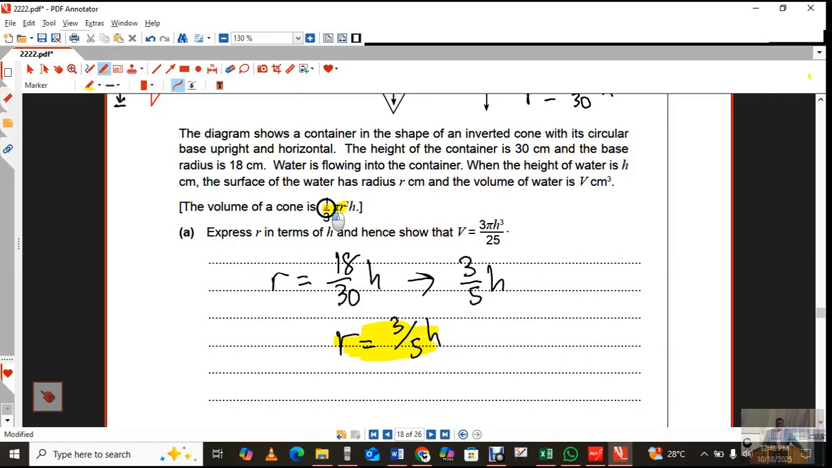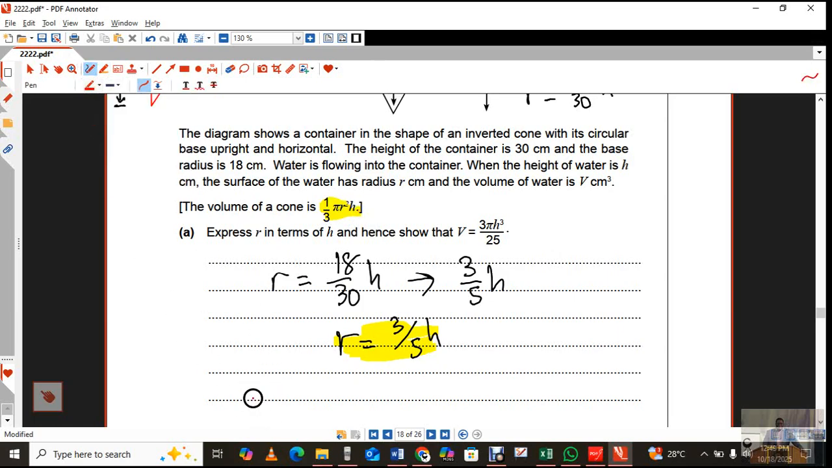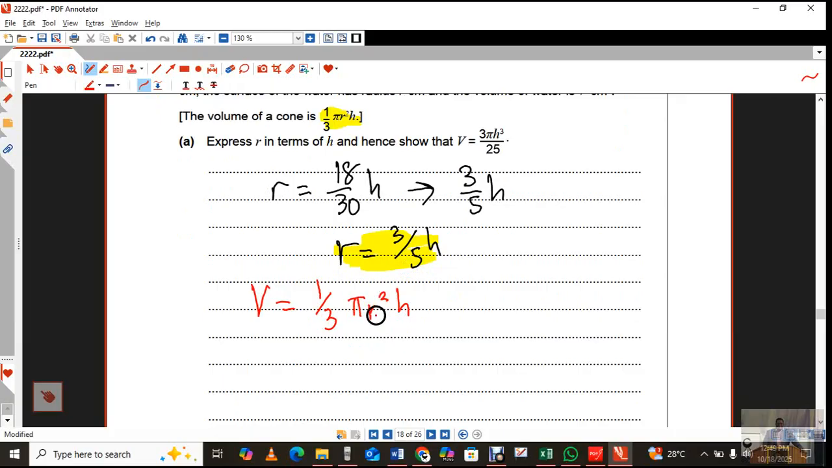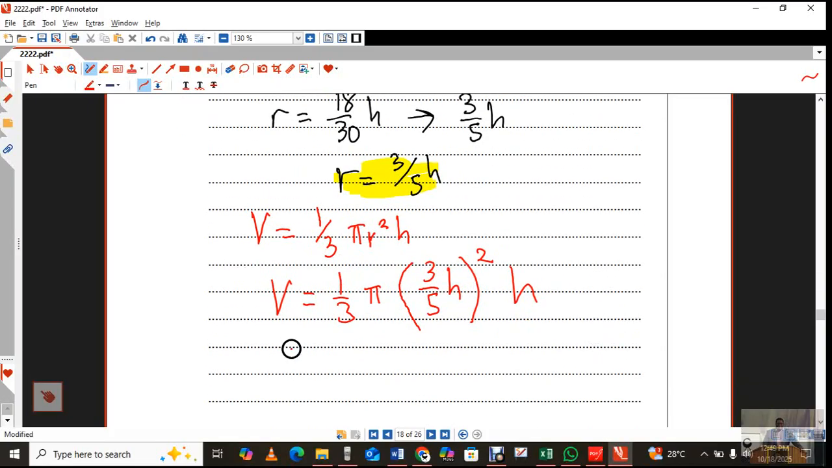There they give me the volume of a cone. So just write it down as it is for now. The volume of a cone, they give it to you, okay, is 1/3 of pi r squared times h. Right. What is our r? We're going to substitute where we have r, we're going to substitute that value there. So the volume, because we need to prove this, right? That's what we need to prove. It's going to be 1/3 pi, and our r is now 3 over 5 h, but be very careful, it must be squared, times h.